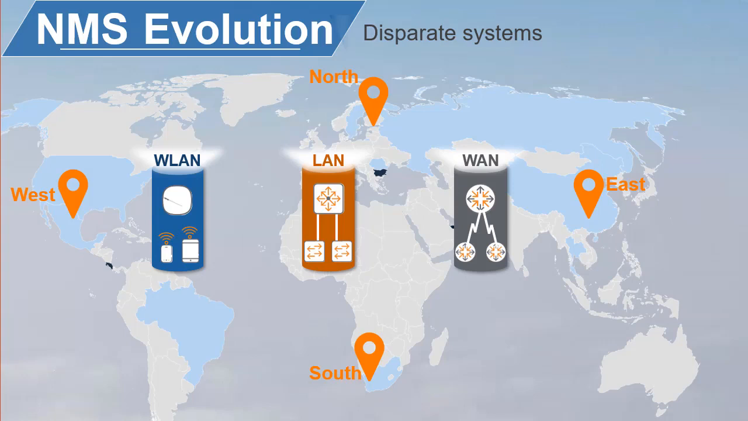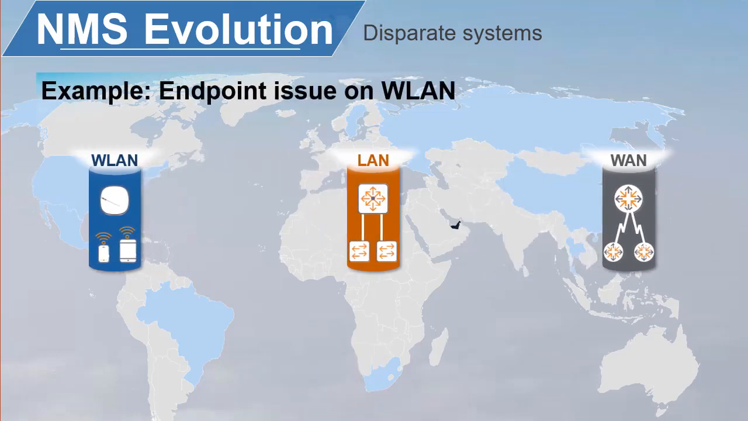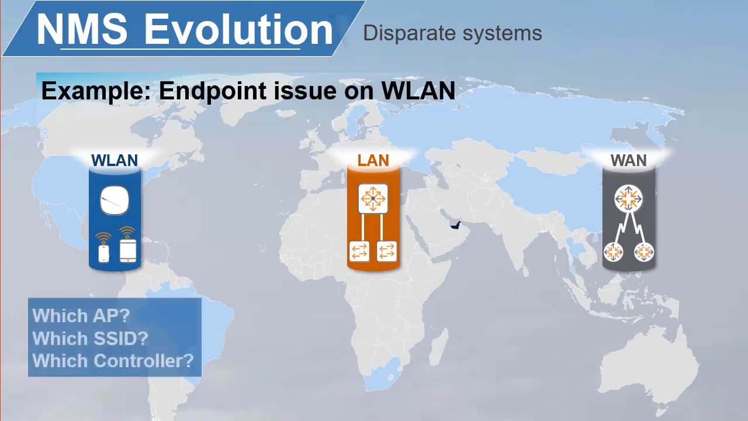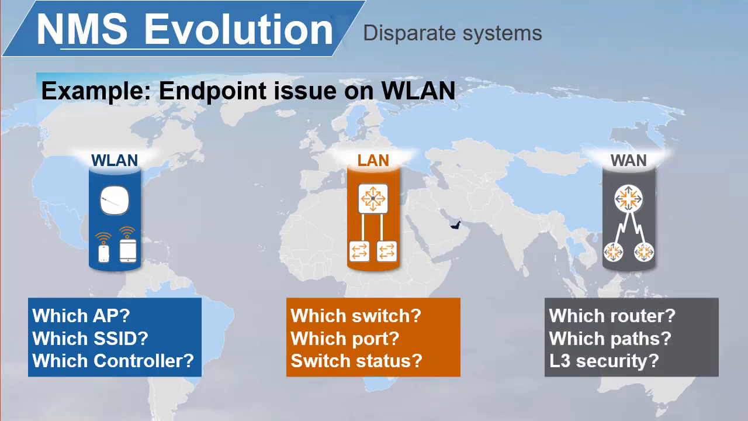Now, this means that to troubleshoot a problem, you must often manually move information from one tool to another to discover the root cause of an issue. Suppose you have some host having issues on the WLAN with a particular MAC address. You need to pull data from the wireless system about APs, SSIDs, and controllers, from the LAN system about switches, ports, and status, and perhaps from the WAN system about routers, paths, and Layer 3 security. Then piece all that information together and puzzle out a solution.